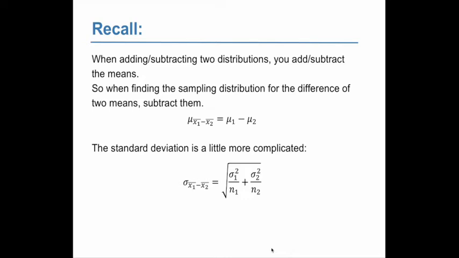So when you're adding or subtracting two distributions, you add or subtract the means. So the sampling distribution for the difference of two means is going to be the difference of the means of the populations. For the standard deviation, we take the variances, divide them by n, add them together, and then take the square root there.